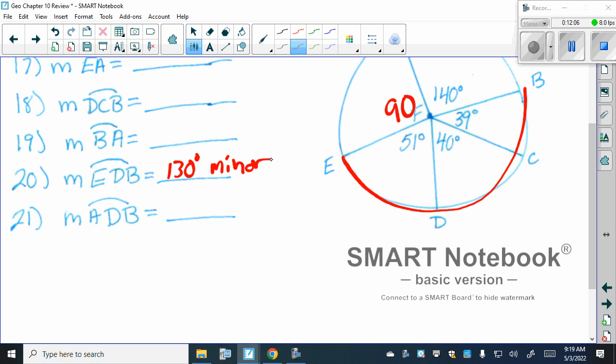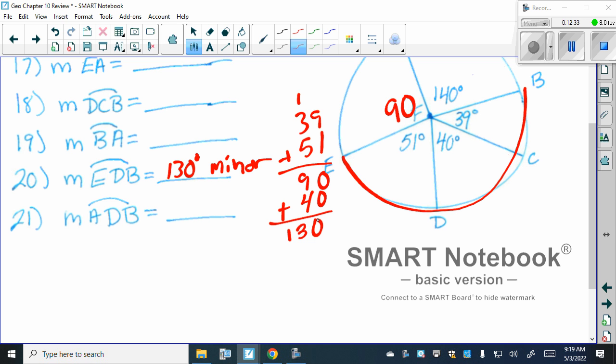And I think the answer key says 140. It's supposed to be 130. Because 59 and 39, 51 and 39, 0 carry the 1, 5, 6, 7, 8, 9, plus 40 is 130. EDB should be 130. That was a typo on my part.